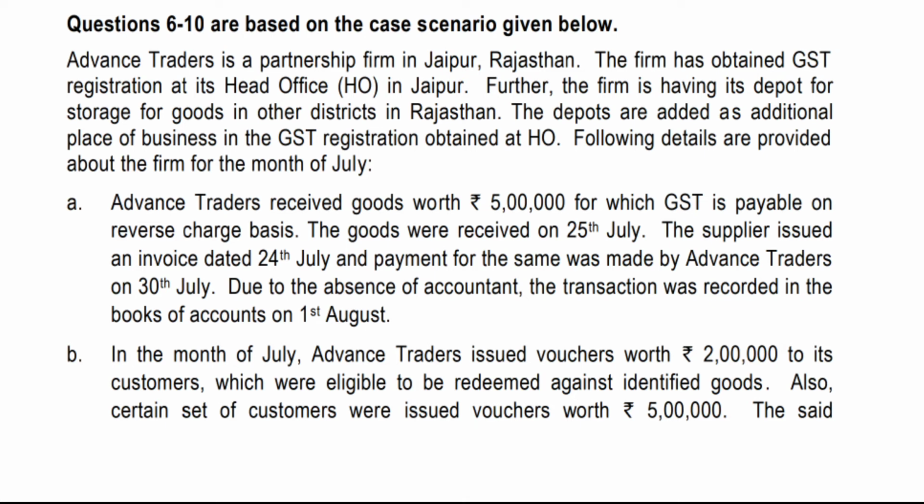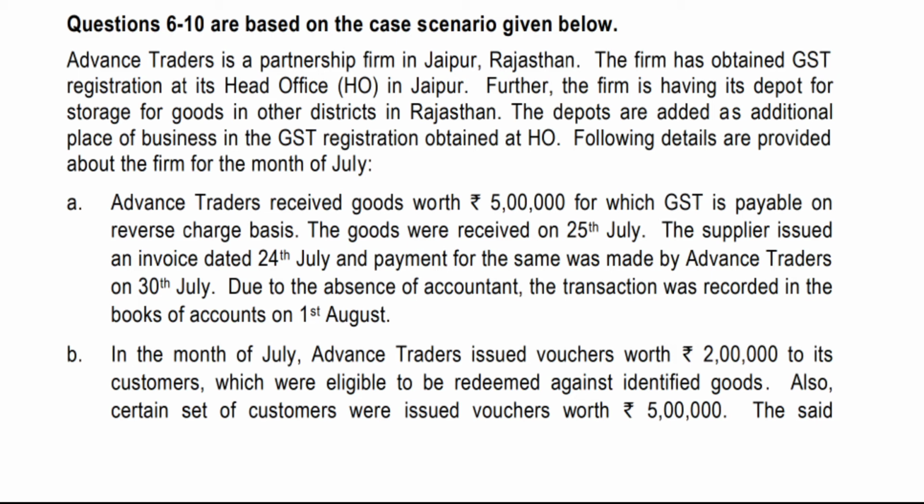Advanced Trader is a partnership firm in Jaipur, Rajasthan. The firm has obtained GST registration at its head office in Jaipur. Further, the firm is having its depot for storage for goods in other districts in Rajasthan. The depots are added as additional place of business in the GST registration obtained at HO. Following details are provided about the firms for the month of July. So all the registrations are shown as additional place. So they took a single GST number.